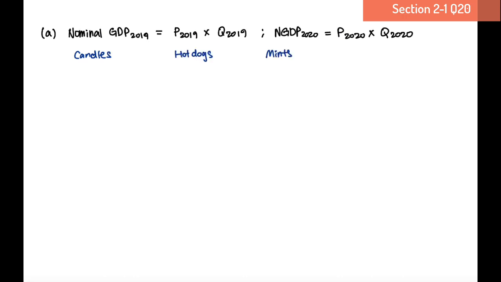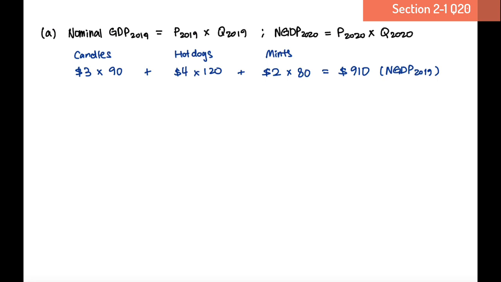In 2019, candles were priced at $3, and this economy had produced 90 of them. We also had hot dogs at $4 per hot dog, and there were 120 being produced. And for mints, they were priced at $2, and there were 80 being produced. And so sum it all up, and we have the nominal GDP of 2019 being $910. Now we do the same thing but for 2020.